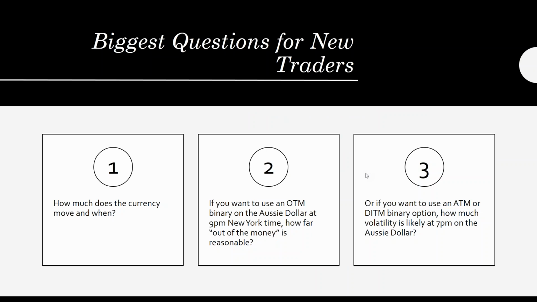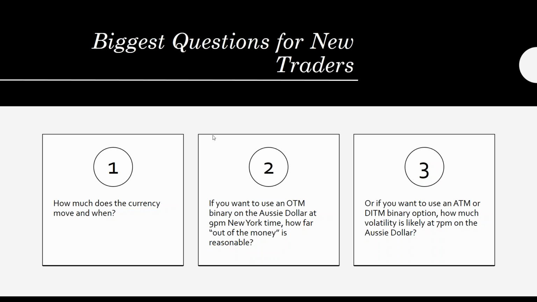Now, here's the biggest question that most new traders have. How much does the currency move and when? If you want to use an out-of-the-money binary on the Aussie dollar at 9 p.m., how far out of the money is reasonable? Should you go 4 pips, 8 pips, 12 pips? How far out? Or if you want to use an at the money or a deep in the money, how much volatility is likely at 7 o'clock at night on the Aussie dollar?